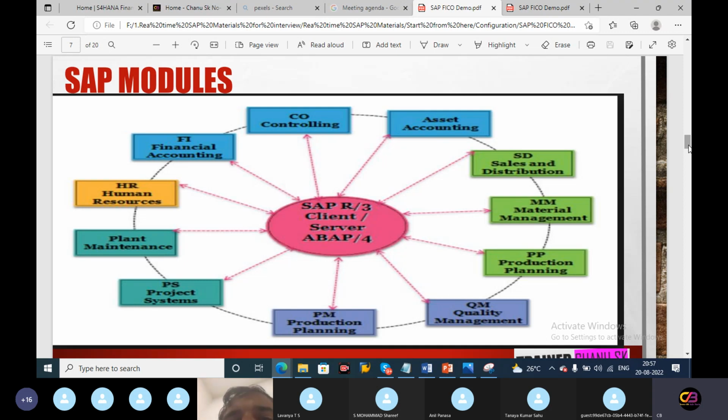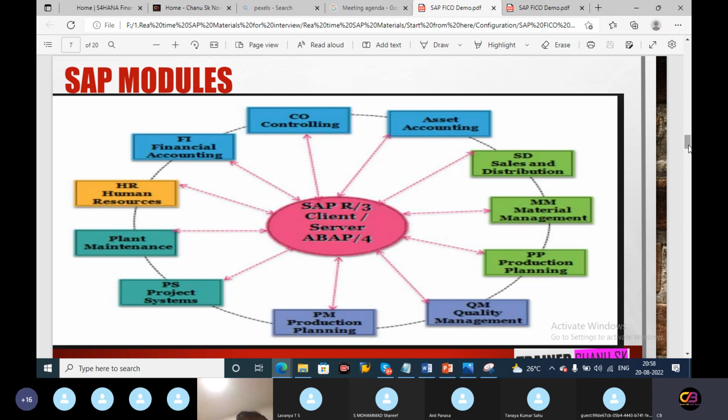So the FI module is a functional module, CO is a functional module, HR is a functional module, plant maintenance is a functional module, PS project system is one functional module. Quality management is one functional module, SD sales and distribution is one module. So all the modules mentioned here are at the functional level.